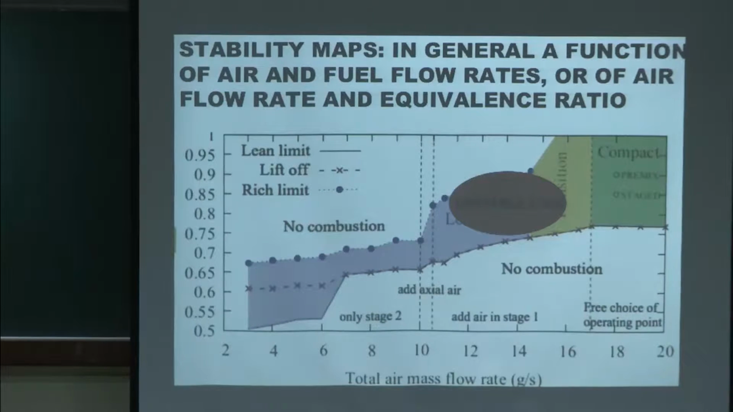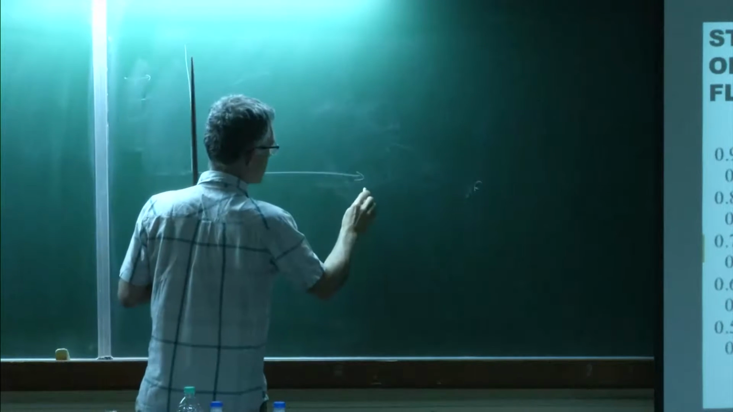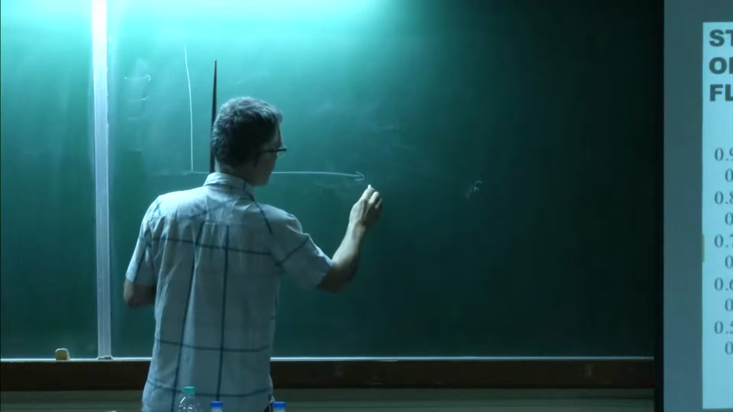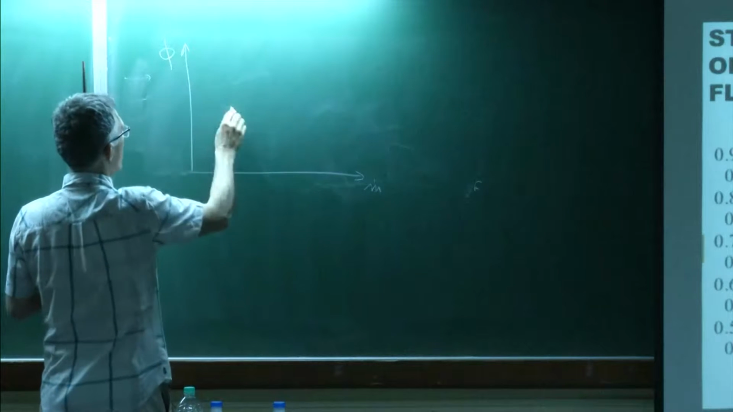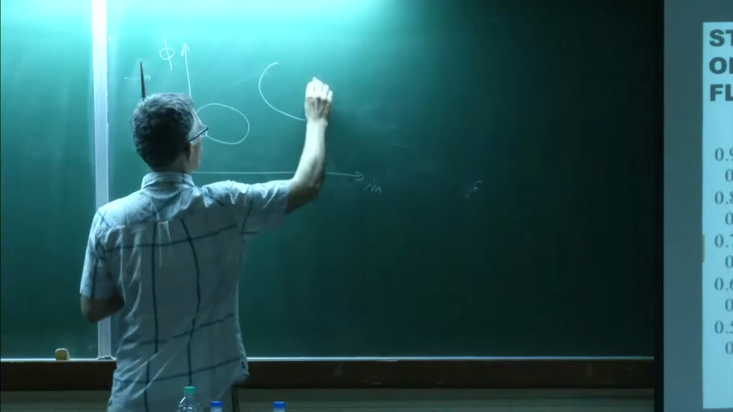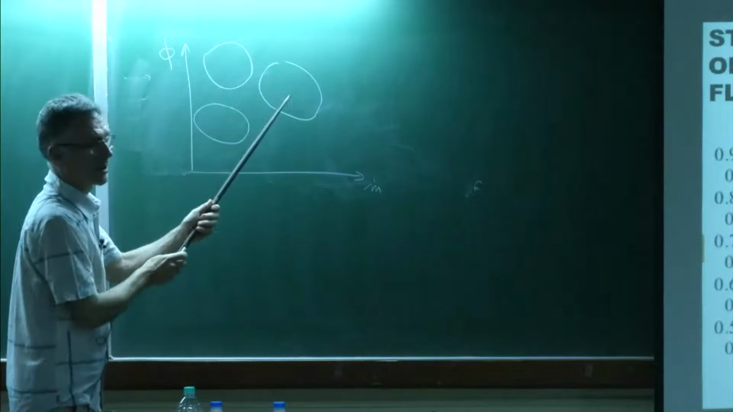I'm not going to put numbers because those are classified. But if you look, there's a French ramjet which has the same kind of thing here. So flow rate, equivalence ratio, and the map of stability is like this, which really means that you cannot go there, there, or here. You have to find your way.